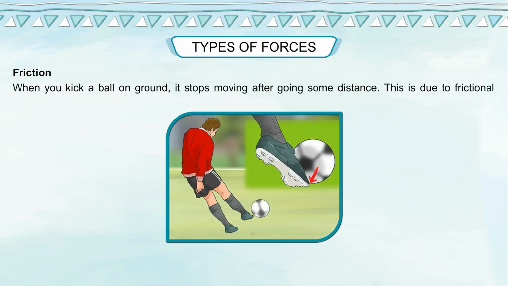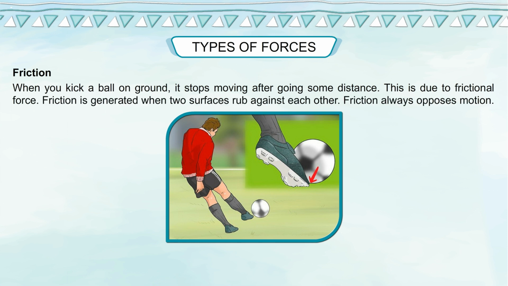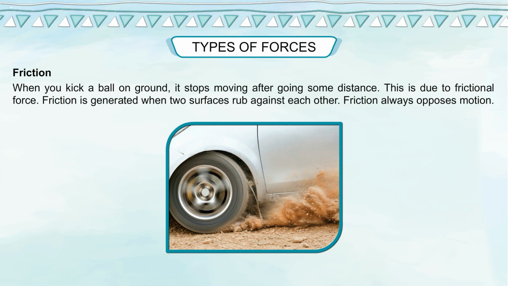exerted by muscles. Friction. When you kick a ball on ground, it stops moving after going some distance. This is due to frictional force. Friction is generated when two surfaces rub against each other. Friction always opposes motion. We will learn more about friction in the next chapter.